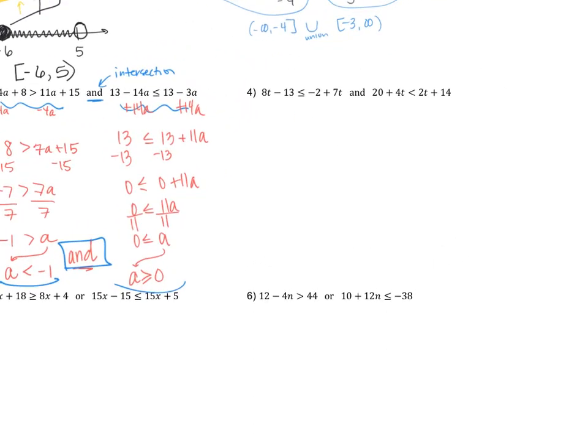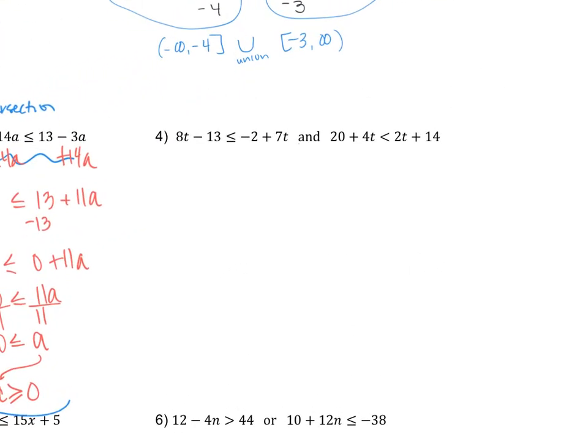Okay, let's see what's going on with number 4. We have the word "and" again. Let's see. We're going to move the 7t over, try and get all our t's together. That's 1t minus 13 is less than or equal to -2. Add 13, we get t is less than or equal to 11.